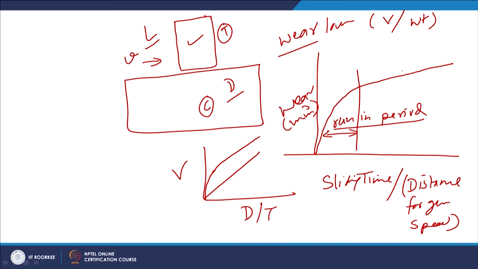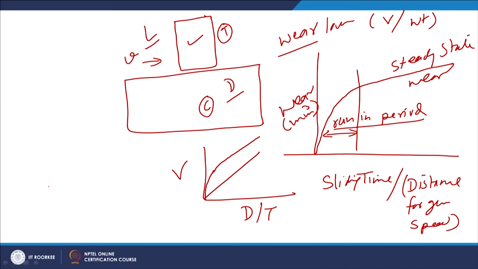And thereafter the relationship between the wear and the sliding distance or sliding time becomes constant for a given sliding speed. So, this is termed as steady state wear. Steady state wear is normally used for the comparison purpose, and let us see why there is a change in the wear in the initial stage of the sliding.